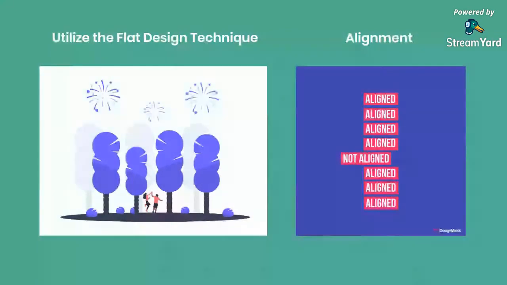Now, alignment. Take a look at the image. The fifth rectangle is not really aligned. If it had been aligned, the design would have been really perfect, but it's not.